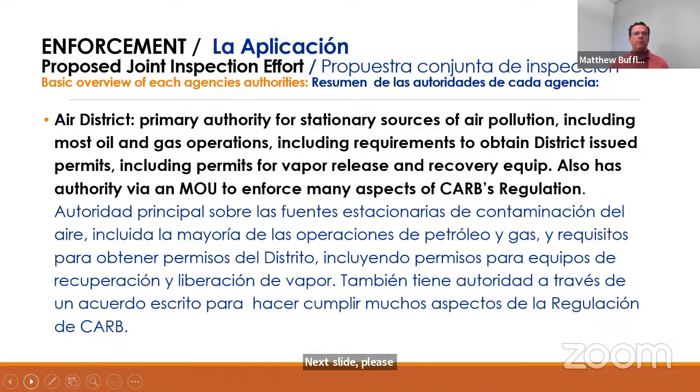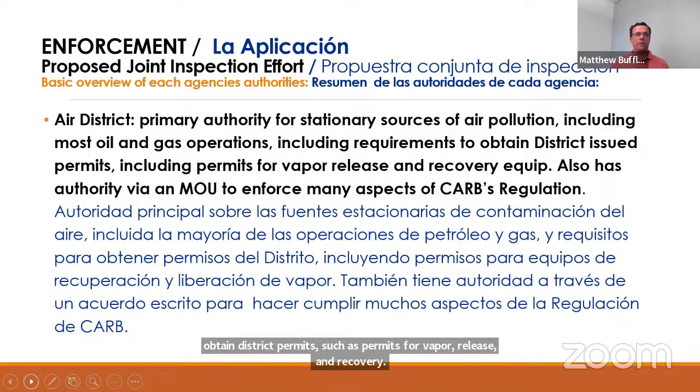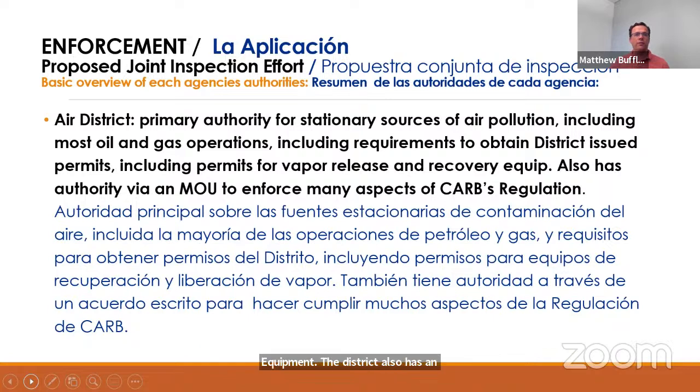The air district has primary authority for stationary sources of pollution, including most oil and gas operations. The air district's authority includes requirements to obtain district permits, such as permits for vapor release and recovery equipment. The district also has an MOU, a memorandum of understanding, with CARB to enforce many aspects of CARB's regulation.